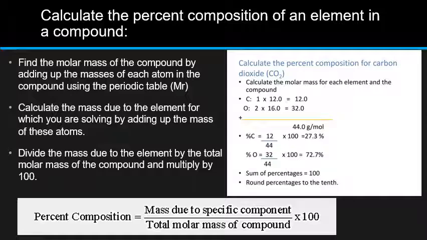You divide the mass due to the element by the total molar mass of the compound and multiply by 100. You can see in the carbon dioxide example, each elemental mass is divided by the molecular mass and times by 100, and then you get a percent. For this one, we have got 27.3 for carbon and 72.7 for your oxygen. The sum of the percentages should equal 100. If you get stuck and you're not sure about rounding off, just round off these percentages to the tenth.